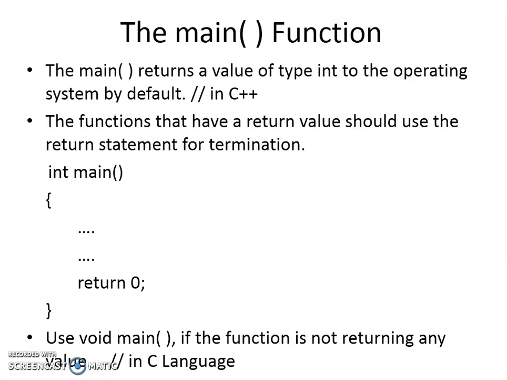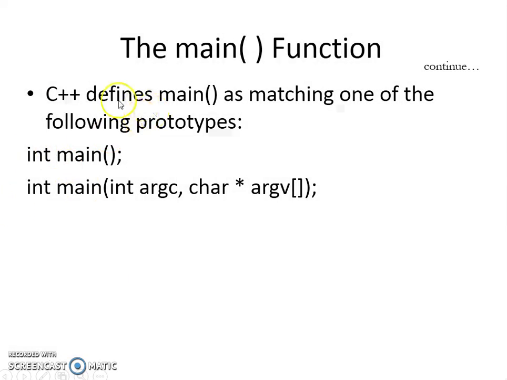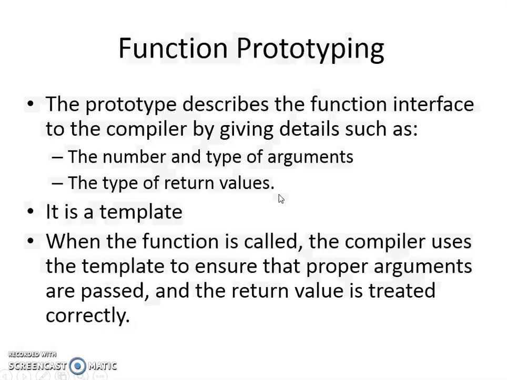So the main function that is default and that is here of type integer and we are returning nothing, so it is returning 0. Again, you can have two types of prototypes of main function. Here there are no arguments and here there are two arguments. These arguments are useful when you are giving arguments from command line. So first argument describes the number of arguments and second argument gives the arguments themselves.